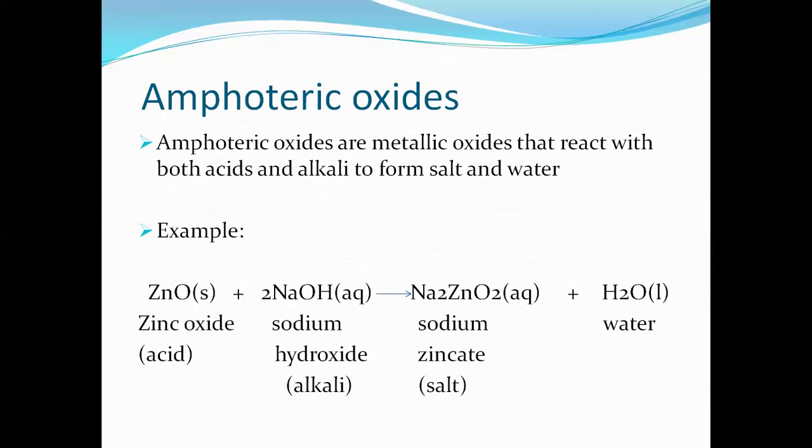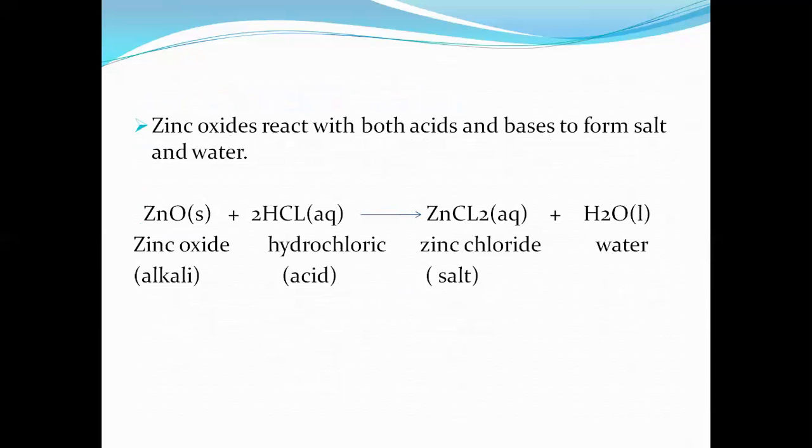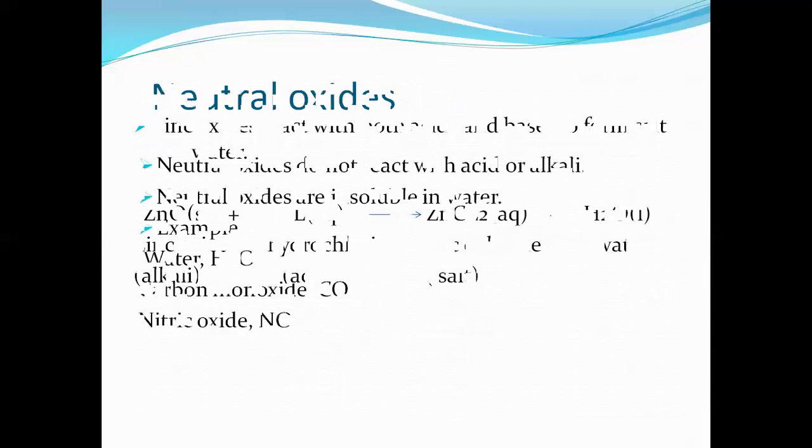Amphoteric oxides. Amphoteric oxides are metallic oxides that react with both acids and alkalis to form salt and water. For example, zinc oxide plus sodium hydroxide, an alkali, react to form sodium zincate, a salt, plus water. Zinc oxide reacts with both acids and bases to form salt and water. Zinc oxide plus hydrochloric acid react to form zinc chloride, a salt, plus water.